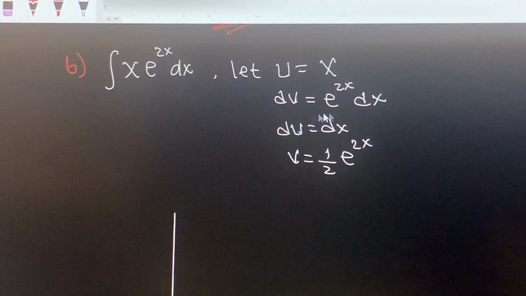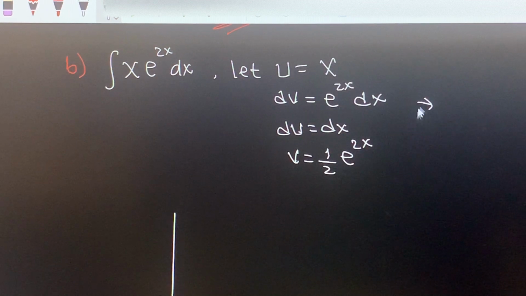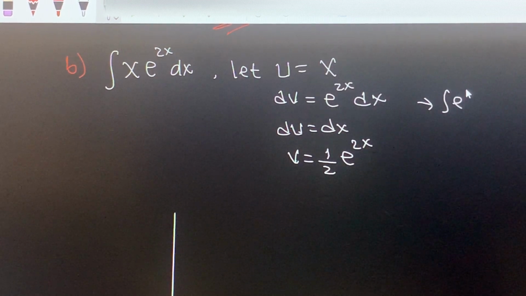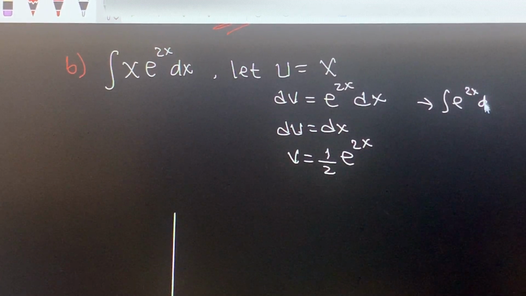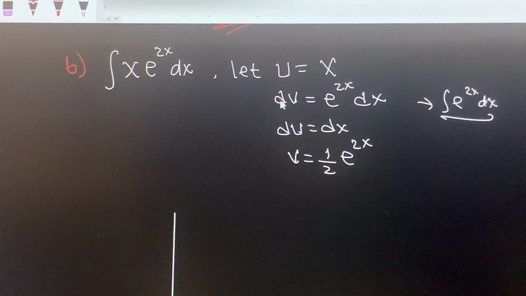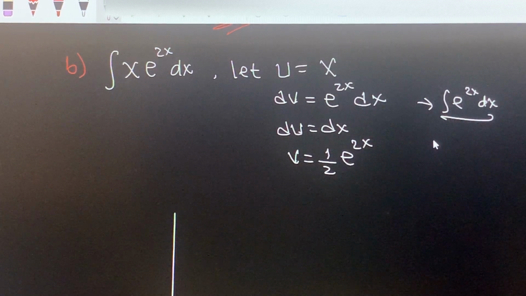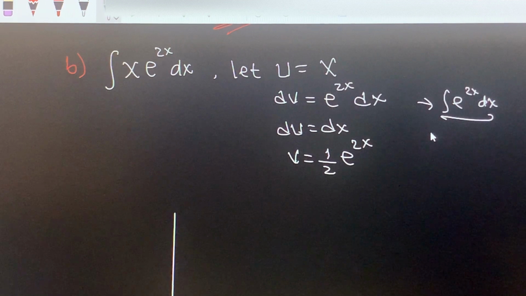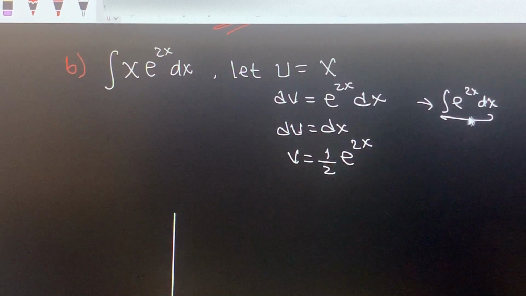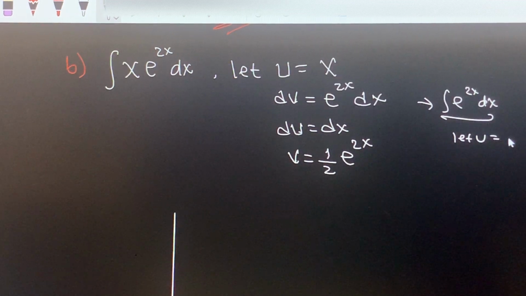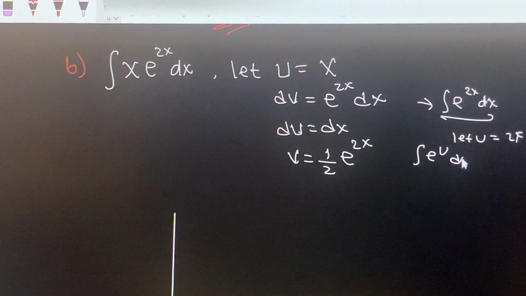If I integrate dv, the integral of e to the power of 2x dx, because that's the dv, the integral of dv is just v, and the integral of e to the power of 2x dx is going to be 1 over 2 e to the power of 2x. Just let u be equal to 2x, and then the integral of e to the power of u dx.